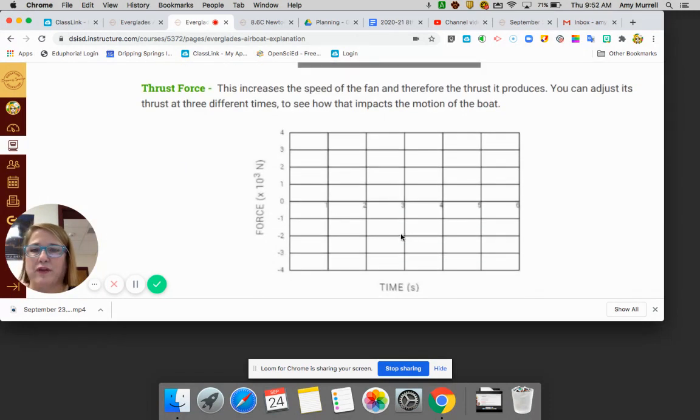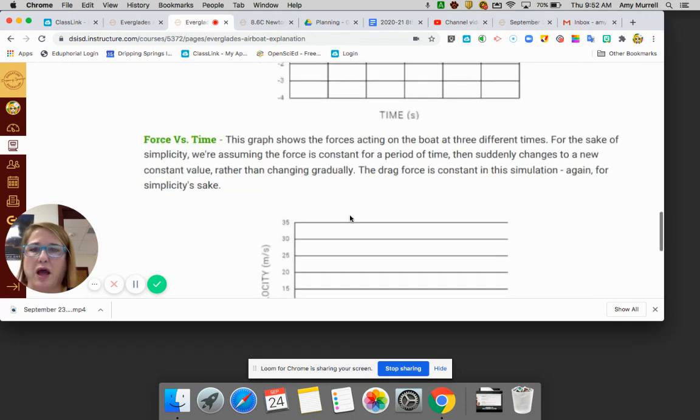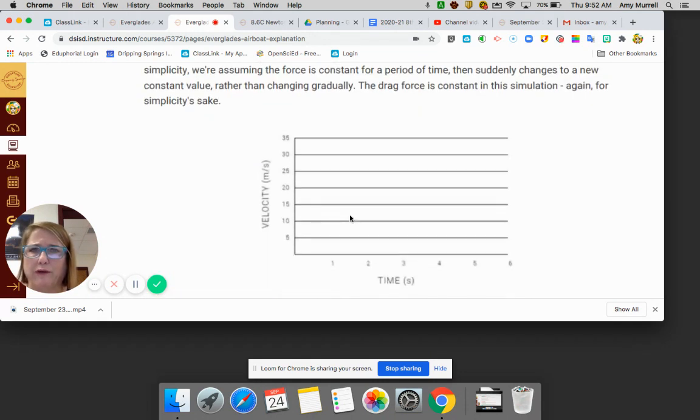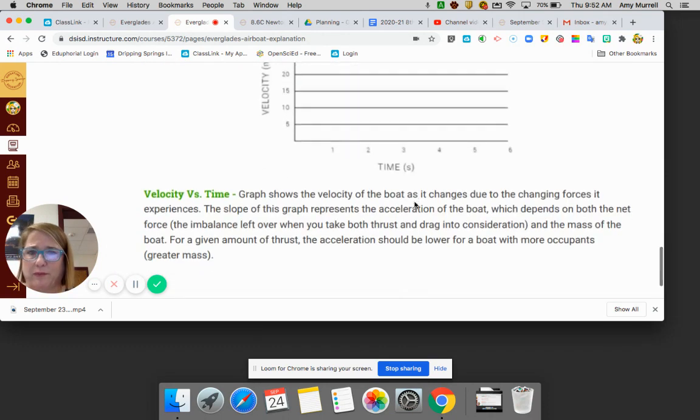And then you've got a graph that you'll be able to follow as you are doing the simulation. You're going to adjust its thrust 3 different times and see how that impacts the motion of the boat. I suspect if you think about it, you could actually predict what's going to happen. We know the more mass the boat has, the harder the thrust is going to need to be to get it in motion. So we'll also be looking at a velocity graph for that same information.